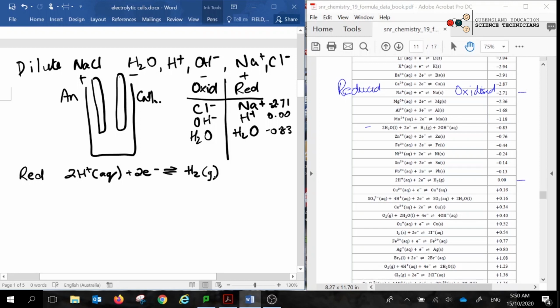Then we're going to look at the oxidation. So we're looking on the right-hand side in this one. Our chloride down here at the bottom is positive 1.36.